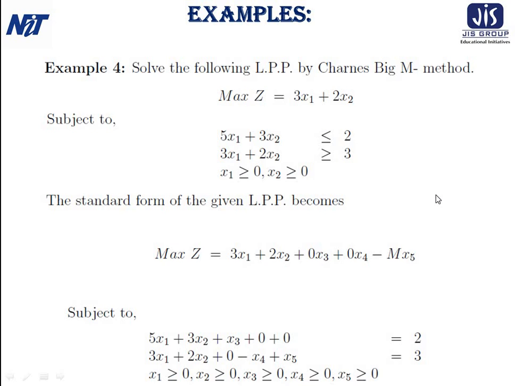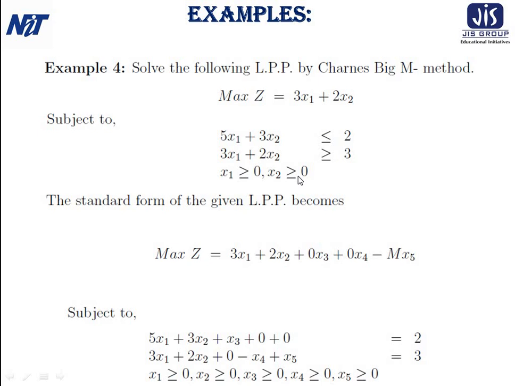Today we will solve another problem by the simplex method, that is, by the big M method. Here a maximization problem is given and two constraints are given. One is less than or equal to, another one is greater than or equal to. The problem is max z equal to 3x1 plus 2x2 subject to the constraints 5x1 plus 3x2 less than or equal to 2, 3x1 plus 2x2 greater than or equal to 3, and x1, x2 greater than or equal to 0.